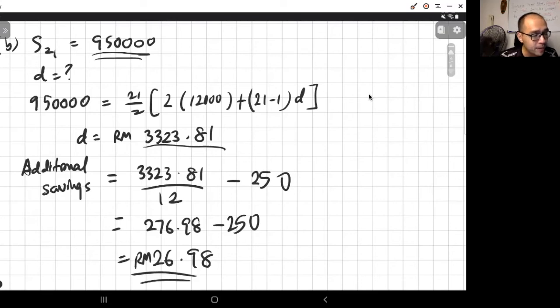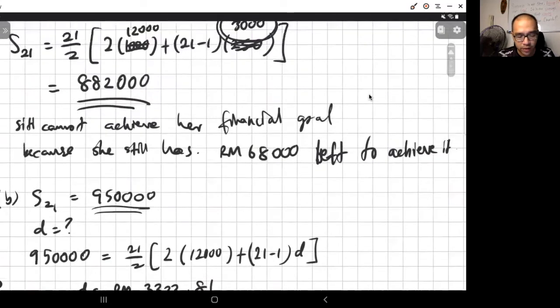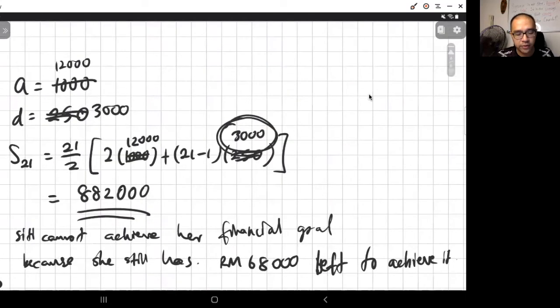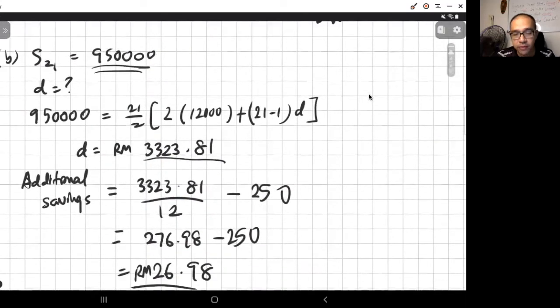I think for this to be a 2-mark question is a little bit over the top. The first one I would have given 3 marks. The second, this B, I would have given 3 marks. Because you're asking people to calculate the additional savings. You're not saying how much should she actually save. Berapa yang sepatutnya dia simpan. You're asking berapa yang dia kena tambah.